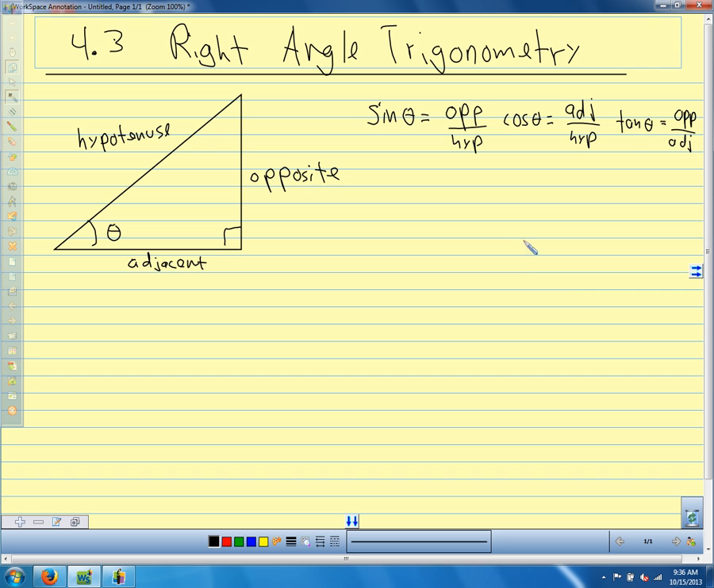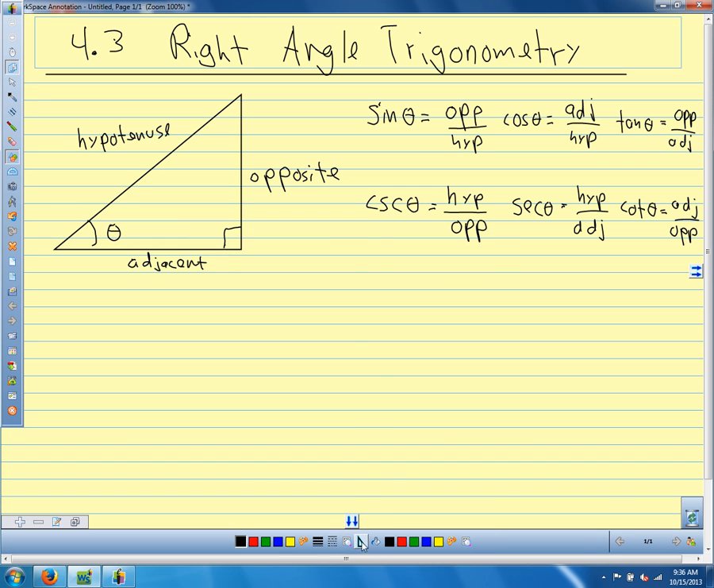And then we'll talk about our reciprocal functions. Cosecant, all we do is flip over the fraction. Cosecant of theta is hypotenuse over opposite. Secant, we're just flipping these fractions: hypotenuse over adjacent. And cotangent is adjacent over the opposite. So these are all of our trig functions based on this right triangle.